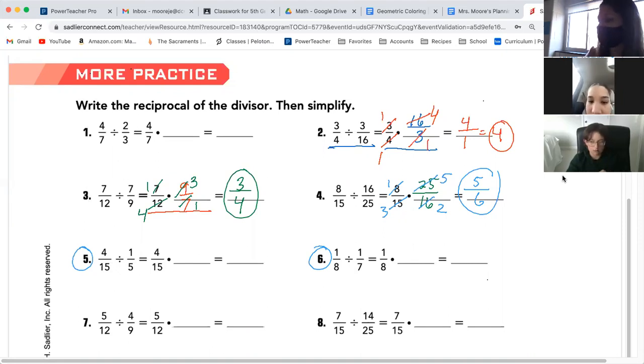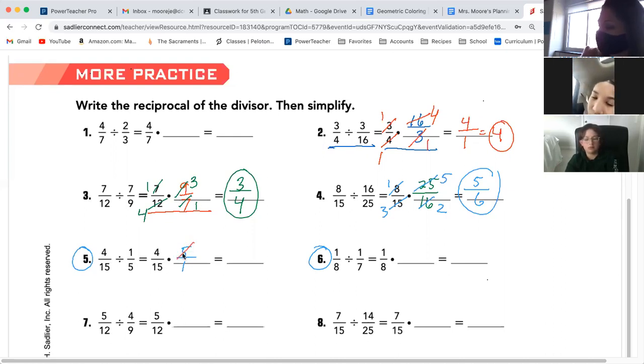All right. How did you rewrite number 5? How did you keep, change it? We keep 4/15. We changed the division symbol to a multiplication one. And then what'd you change the divisor to be? 5/1, as someone just said. 5/1.